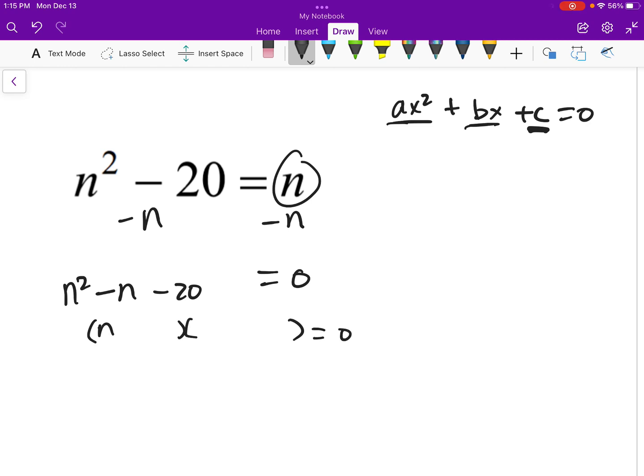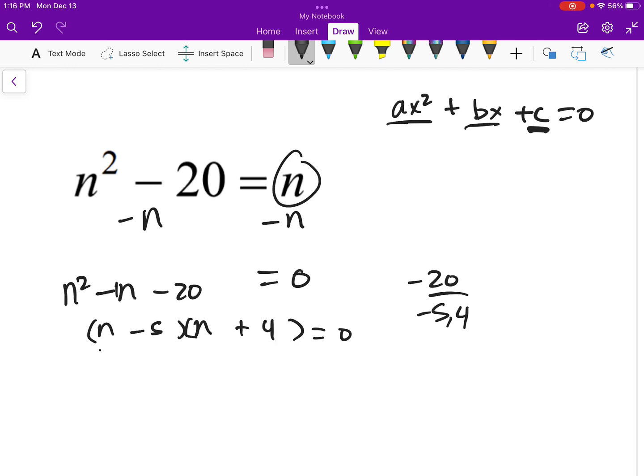So I know it's got to be an n and an n. I need the factors of negative 20 that add up to be negative 1 right there. So let's see, negative 5, positive 4. So this would be minus 5 plus 4.